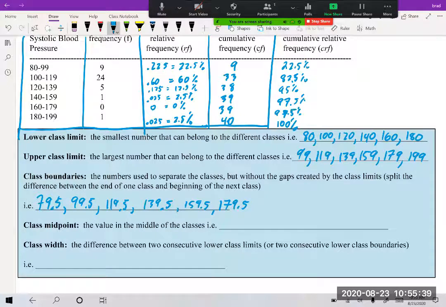Class midpoints are the values that are in the middle of the classes. Okay, so the value in the middle of the classes. So if I go from 80 to 99 and I take these two values, I do 80 plus 99 on my calculator.